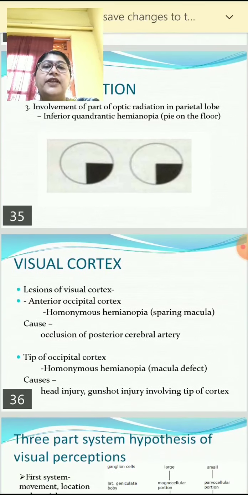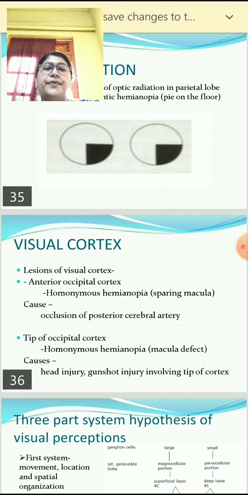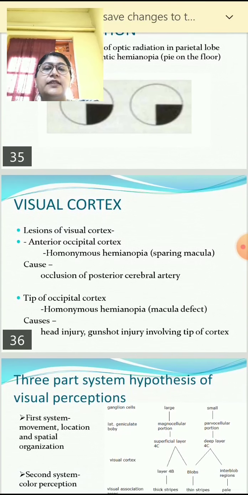Now, if there is a lesion in the visual cortex, then we have homonymous hemianopia, sparing the macula. The cause may be occlusion of the posterior cerebral artery. Now in a lesion of the tip of the occipital cortex, what happens? There is homonymous hemianopia and there is involvement of the macula also. It is usually caused in head injury, gunshot injury involving the tip of the cortex.